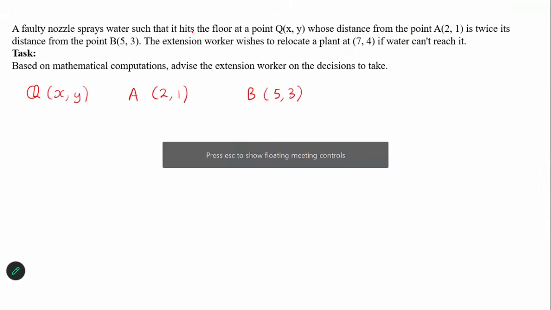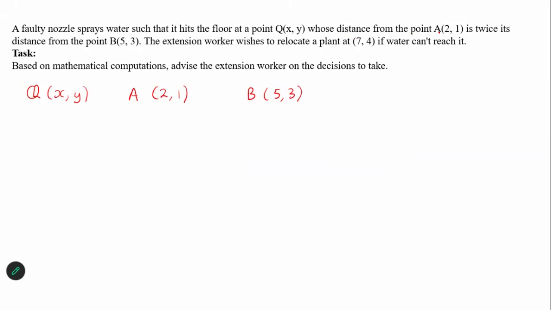So they told us that it hits the floor at point Q, whose distance from point A. Whose distance from point A? That means from point Q to point A. So I'm going to say that the distance QA is twice, twice means 2, its distance from point B. Still at a point Q, so here we shall say that the distance is equal to twice the distance of this point Q to our point B.